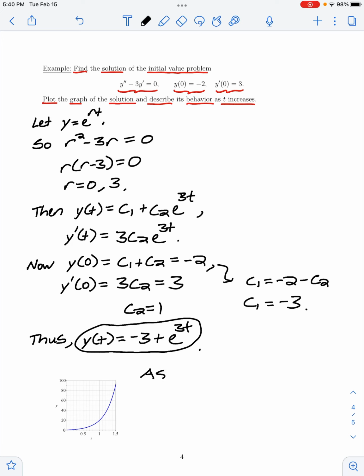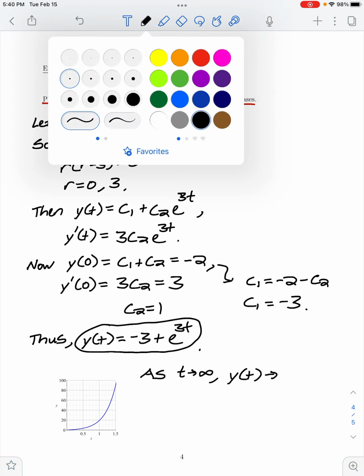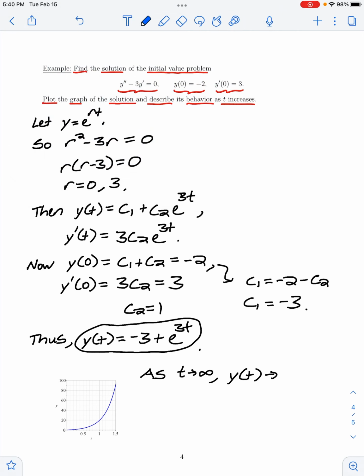And then to describe our limiting behavior, as t becomes infinitely large, we said y of t will approach either positive or negative infinity. We found that the value of c2, the coefficient for this exponential growth term, is positive. So y of t will be approaching positive infinity.